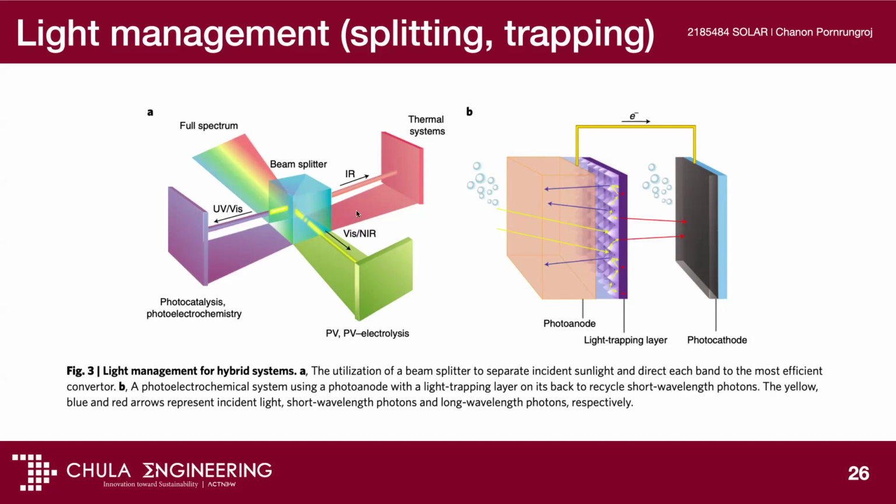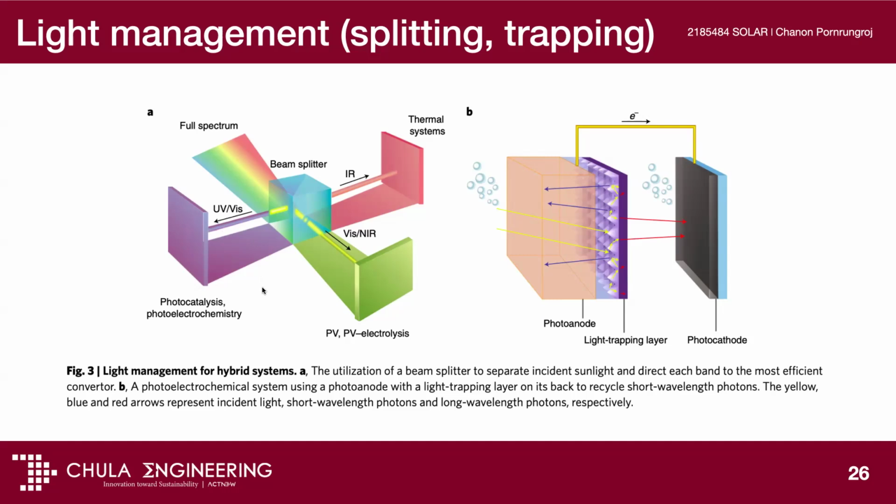So you have the light and it's split and used for different applications. So that's also one way to utilize the light better. Another one is called light trapping. Light trapping means that normally when you have the photon coming in, some of them get absorbed, some of them get transmitted. It's really hard to match your material thickness and everything to absorb all the light from your incident light.